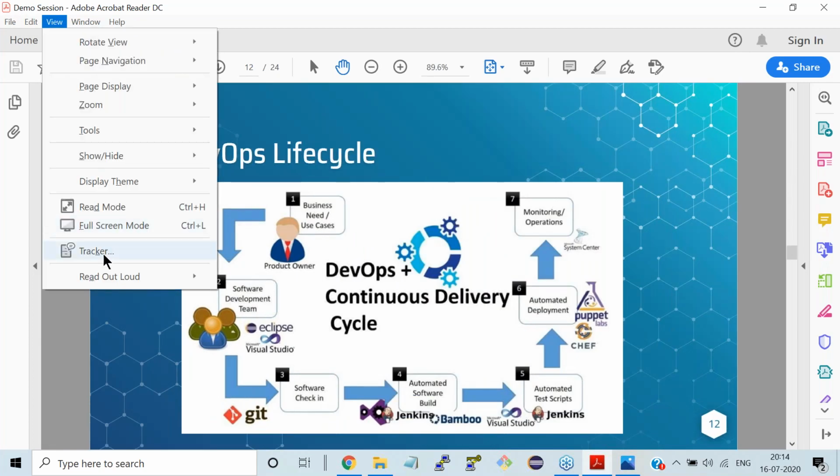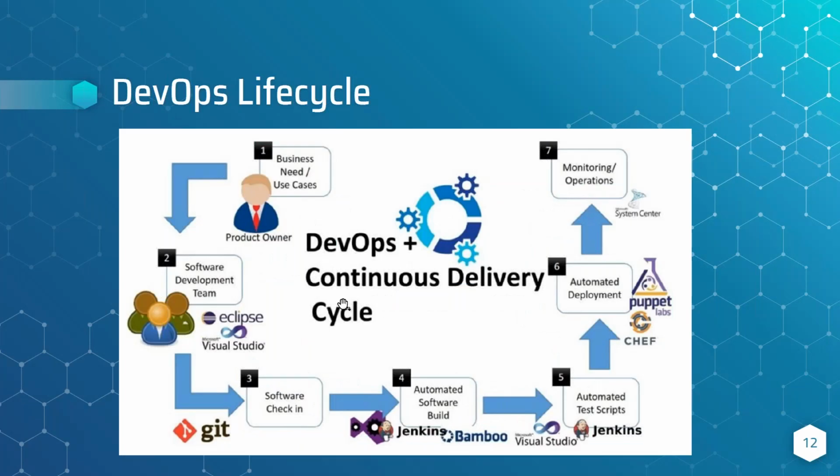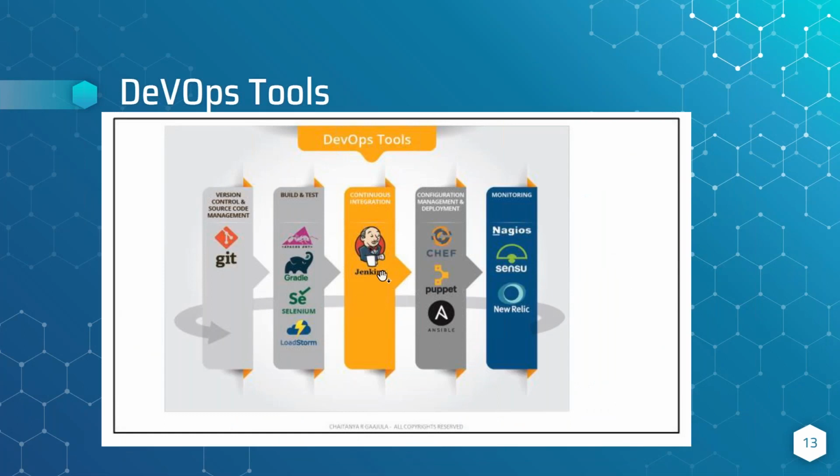Let me put it full screen. So these are the important tools. So Git, then your build tools are Gradle and Maven. These are your build tools. For integration and testing, you normally use Jenkins, and for deployment, Ansible, Puppet, Chef, Docker, and Nagios for monitoring. These are the various tools being used in the market. So as I talked about, you have lots of tools in the market using which you can work.